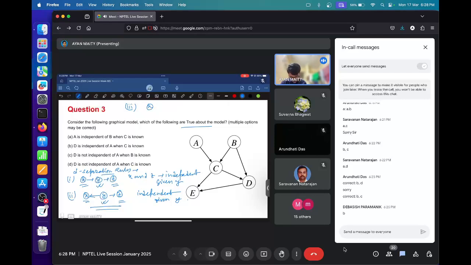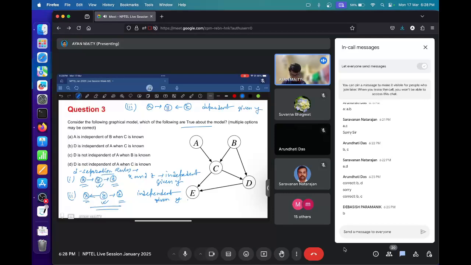In the third rule, both the edges are incoming edges to Y now. So X to Y, this is one edge and another edge is from Z to Y. Both the edges are incoming to Y. Now in this case, it is exactly the opposite, that X and Z would be dependent or basically not independent given Y.